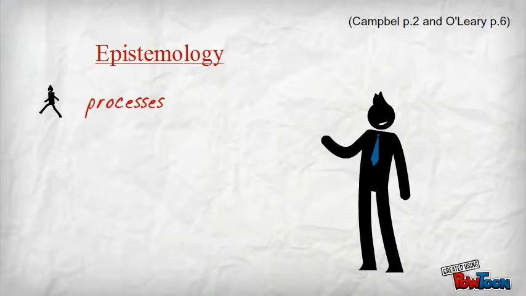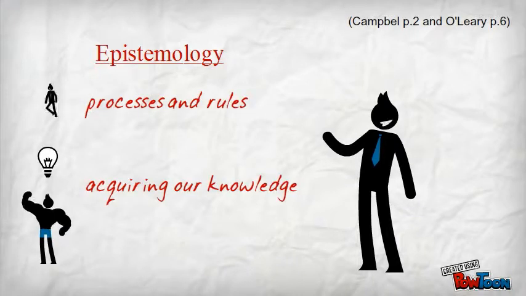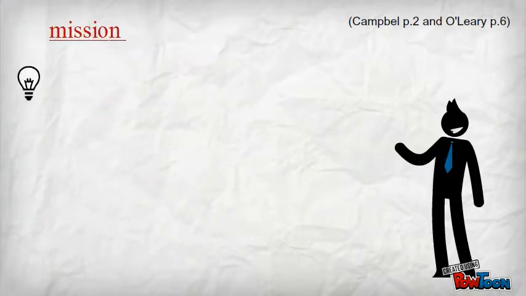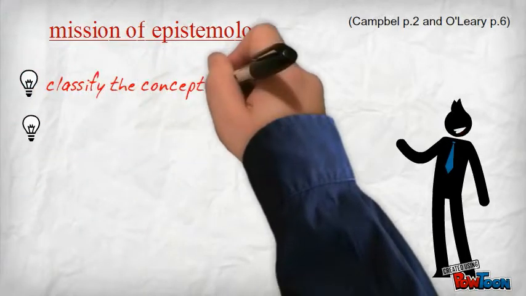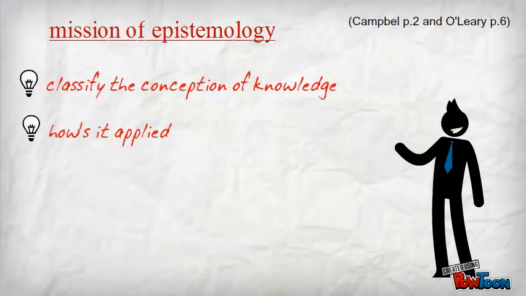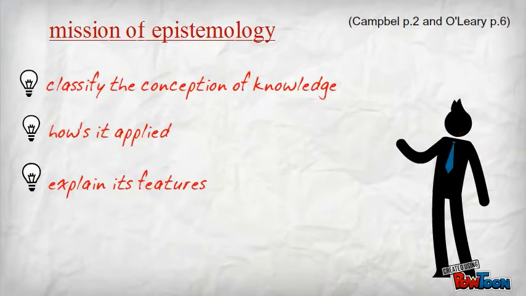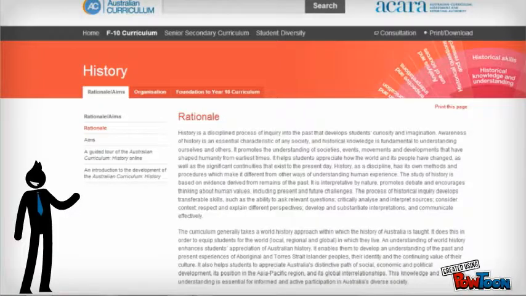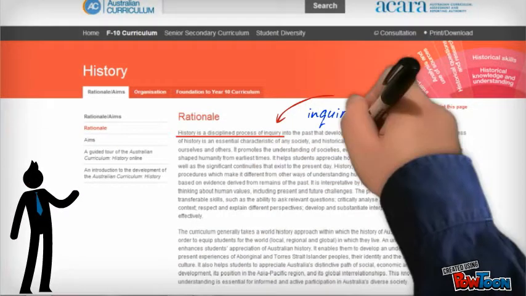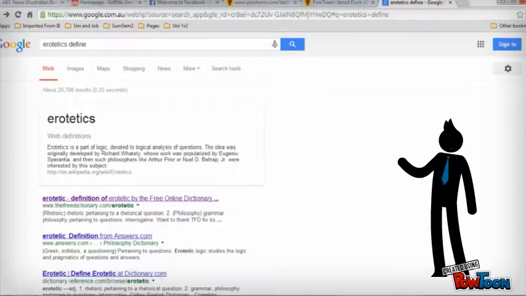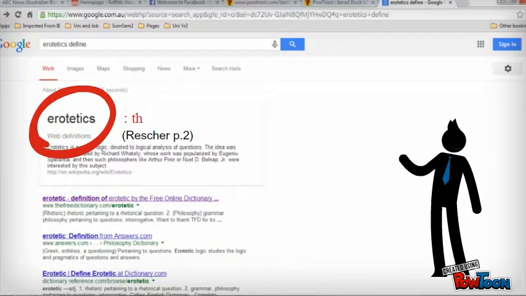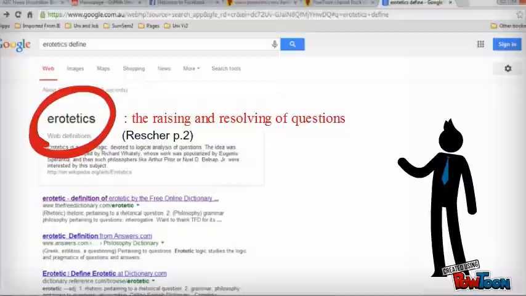Epistemology is how we go about the processes and rules that we follow in acquiring our knowledge. The mission of epistemology is to classify what the conception of knowledge involves, how it is applied, and to explain why it has the features it does. The epistemology used for the learning area of history, as detailed in the Australian curriculum, is the process of inquiry model, or inquiry-based learning. This comes from a feature in epistemology called erotetics, the raising and resolving of questions.